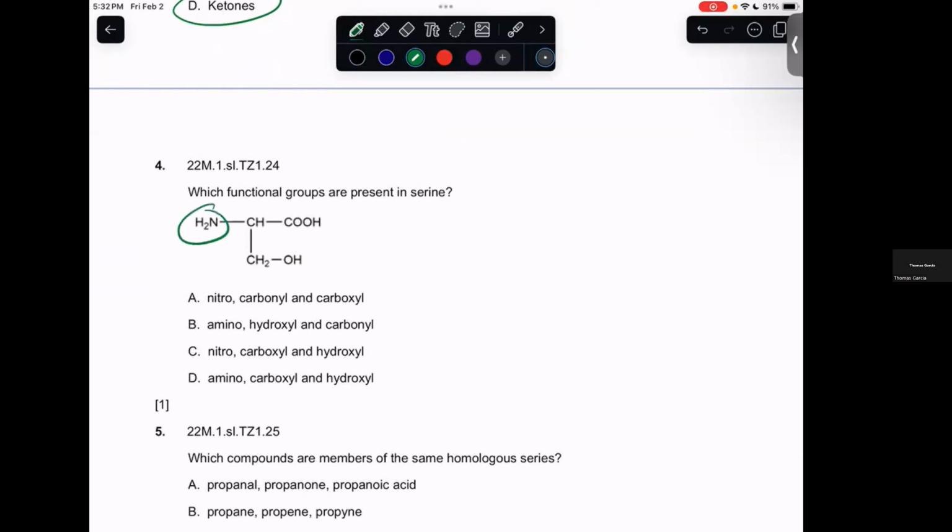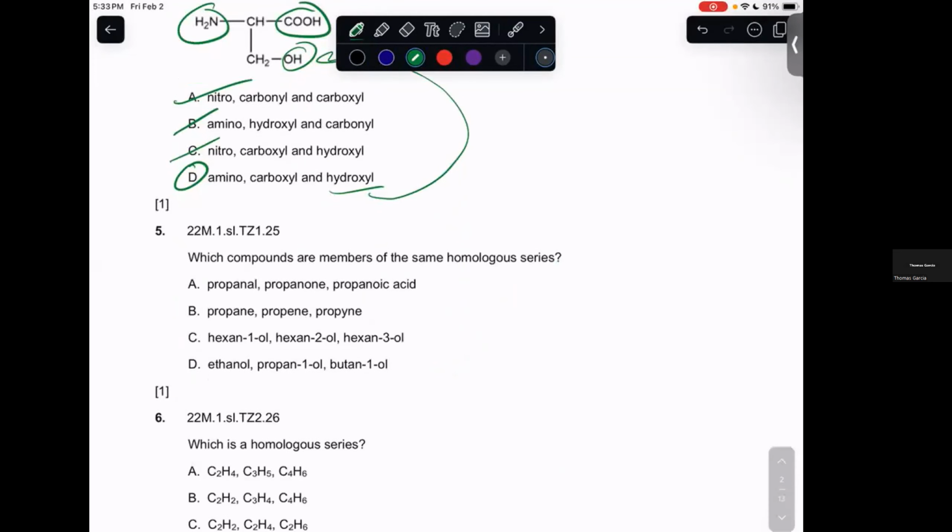Moving on to number 4, which functional groups are present in serine? So right off the bat, I see H2N. That tells me that we have an amino group. So knowing that we have an amino group automatically says we can't have A and we can't have C because they don't have amino listed. Now, moving on to the next big group, I see two O's next to each other. That's a carboxylic acid, also known as a carboxyl group. All right, that eliminates B. Got to be D. But hydroxyl, let's find it. Oh, there you go, our hydroxyl group. So it had to be D by process of elimination.